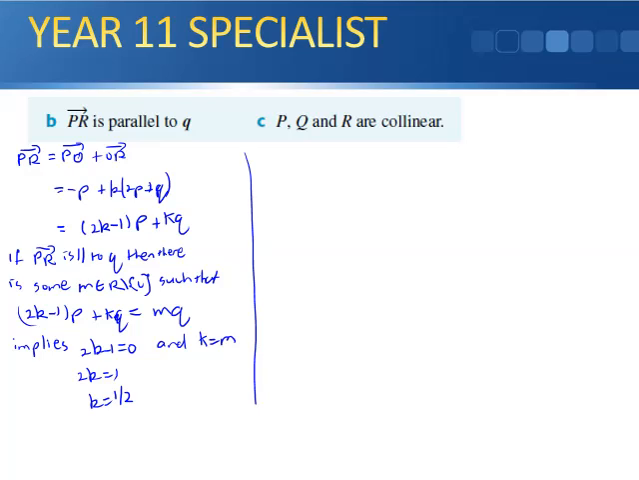Part C, P, Q, and R are collinear. Now, if they're collinear, then there has to exist something, n, which is an element of the reals excluding 0, such that n times PQ will equal QR. Because if they lie in the same line, then PQ has to be a multiple of QR.